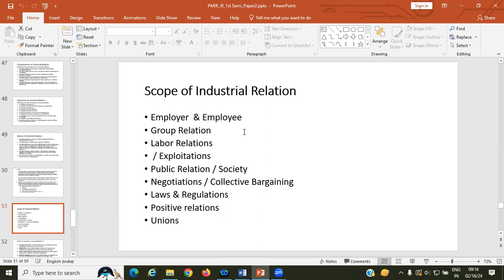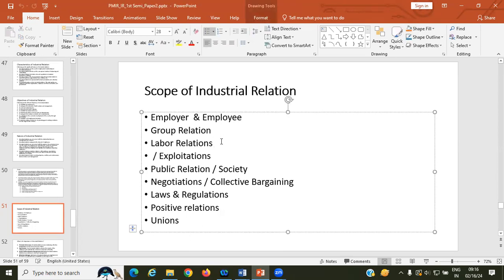It influences and motivates the group to maintain a good relationship between the members, between different groups, within the groups, like that. So group relationship is a major scope. Labor relations. Labor means here, we can make it one point.